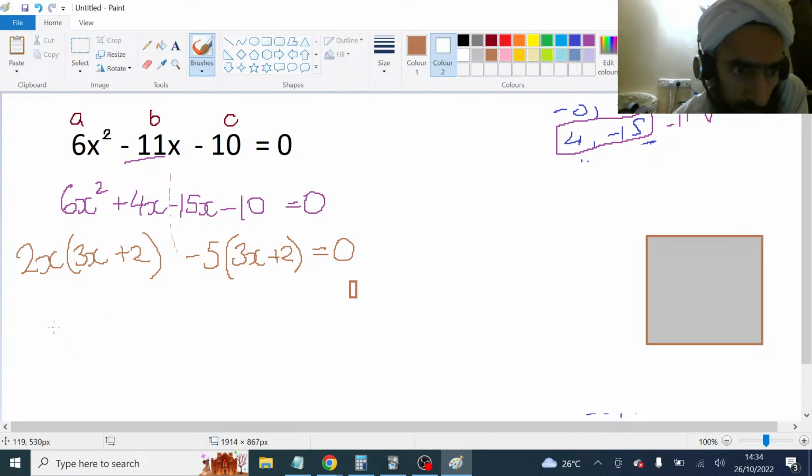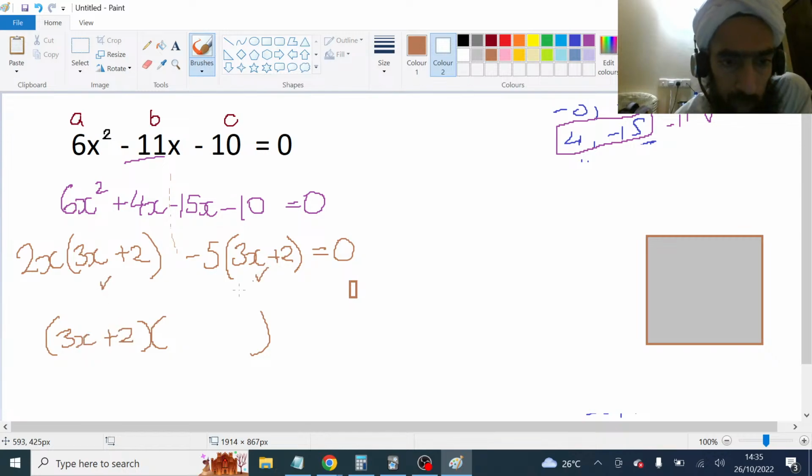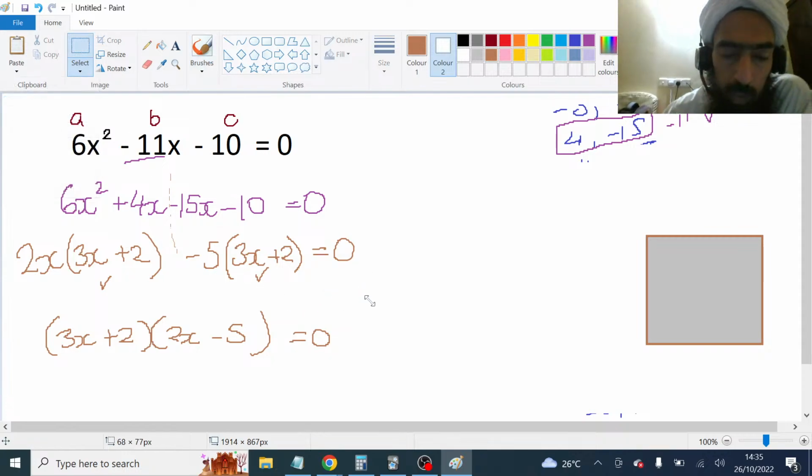So now comes the final answer. We can factorize the original quadratic into two brackets. The first bracket is the bracket that you see twice, 3x plus 2. And then the second bracket is formed from whatever's left over, the 2x minus 5. And that is how you factorize a quadratic where you've got not just x squared, but something x squared.